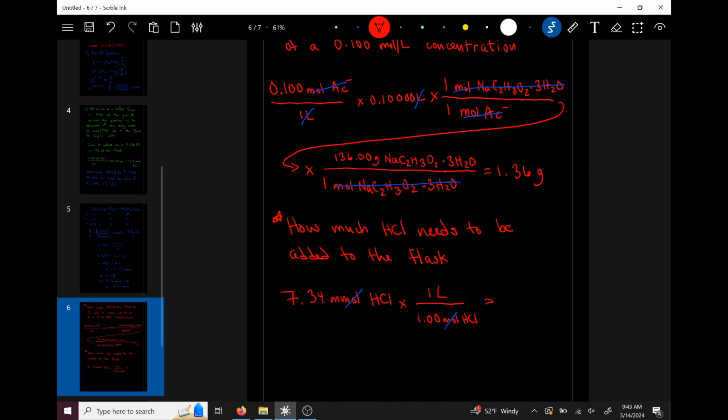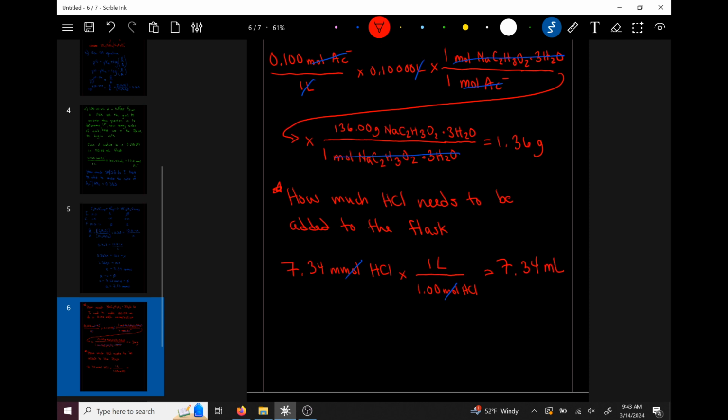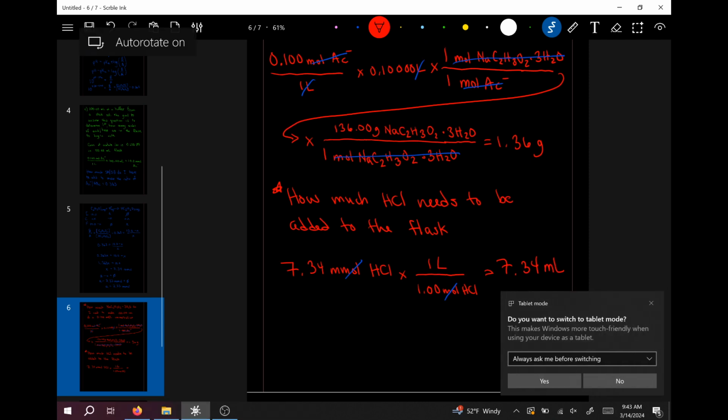I'm not even going to plug this into my calculator because it's 7.34 times 1 over 1, which is the same as 7.34 times 1, which is equal to 7.34. So the amount of hydrochloric acid that I have to add to the system is 7.34 milliliters.